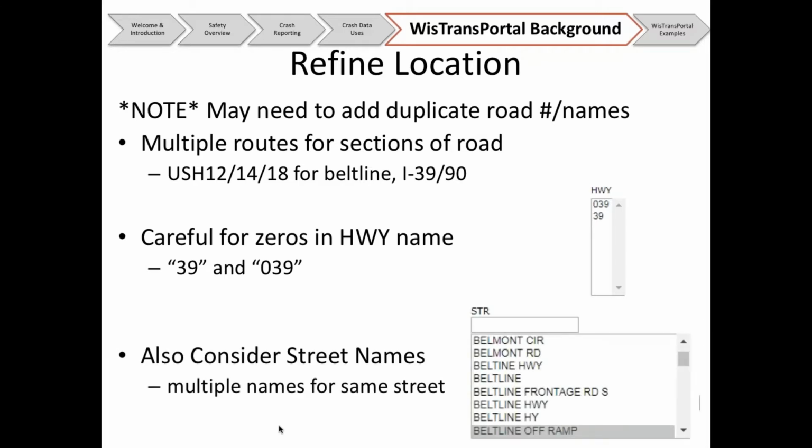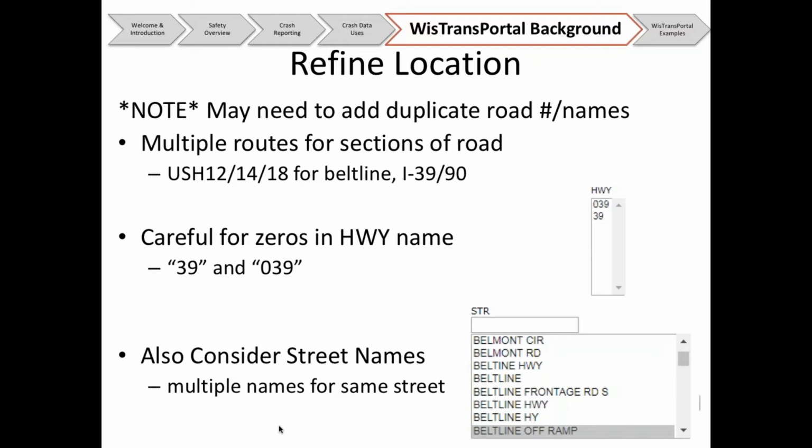And then also street names. There can be multiple names for the same street here. So you can see Beltline Highway, that's not spelled right, Beltline Frontage Road South, Beltline Highway spelled right, Beltline HY, Beltline off-ramp. So again, just being able to look at all of those different things. The refine location is one way to kind of narrow down your project.